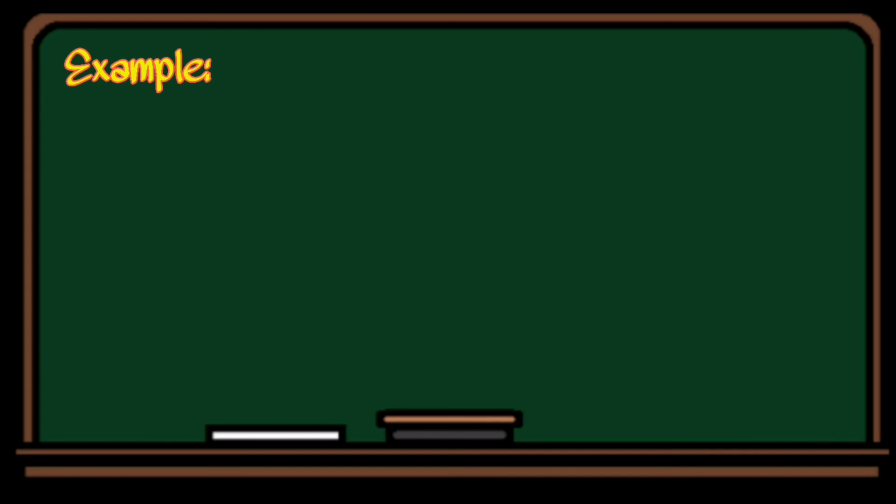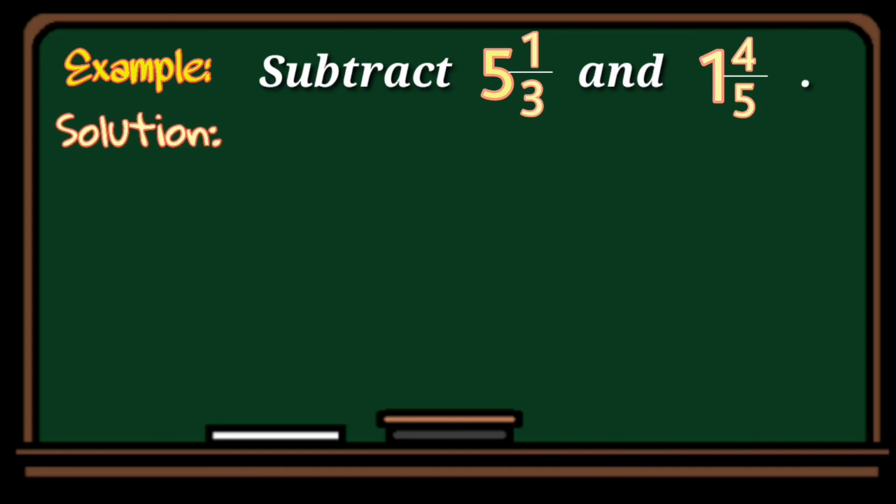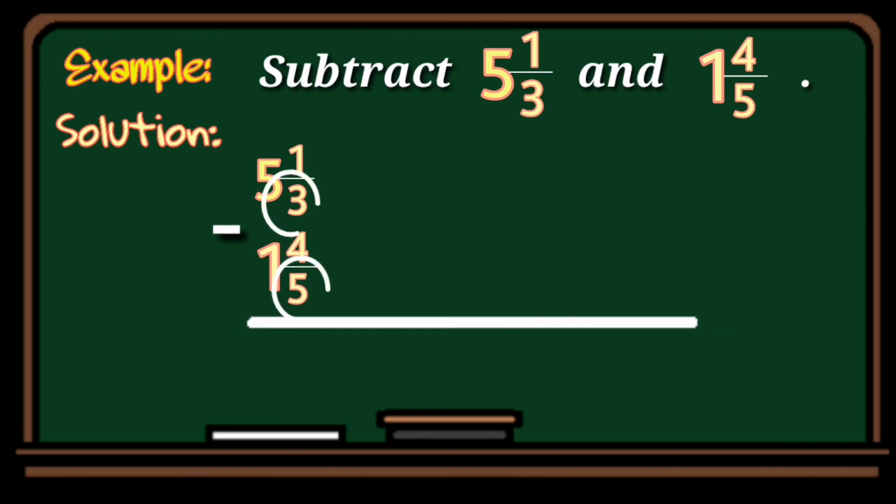Let's have another example. And this time, we are going to subtract mixed numbers with regrouping. Okay, so subtract 5 and 1/3 and 1 and 4/5. And the solution, align the fractions and compare the denominators. So our denominators are 3 and 5. Since our denominators are different, we need to find the LCM of these two different denominators. This will be the LCD. And the LCM of 3 and 5 is 15. And that 15 becomes our least common denominator.